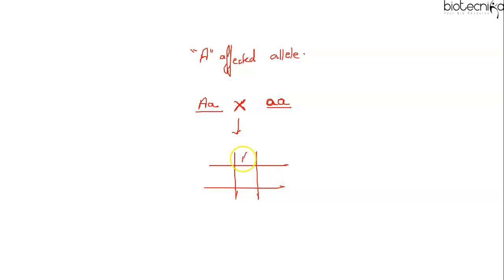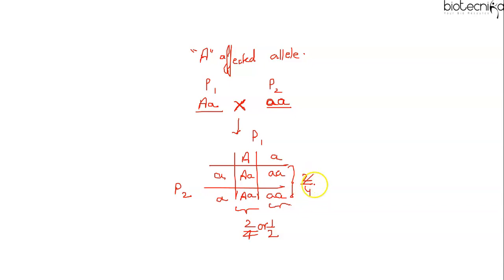let me draw the Punnett square. We can write down the gametes formed by one parent on one side and the other parent on the other side. This is parent 1, this is parent 2. These are the gametes of parent 1, these of parent 2. This will be the genotype in the progeny. Out of 4 possible combinations, you can see 2 are heterozygous and 2 are homozygous recessive. Since the disease is associated with a dominant allele, the probability of the offspring being affected is 2 out of 4, or half. Similarly, the probability of the offspring being unaffected is also 2 out of 4, or half.